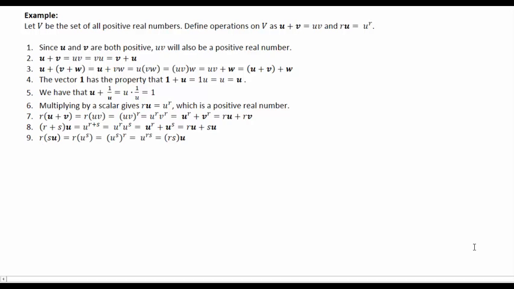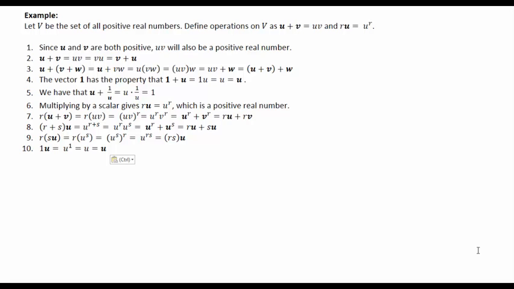Number 9, s times u means u to the s power. Multiplying that by a scalar means we're going to raise u to the s to the r power. Properties of exponents give us that this is u to the r times s. And by definition of scalar multiplication in this vector space, this is rs times u. Finally, 1 times u means raising u to the first power, and anything to the first power is itself.